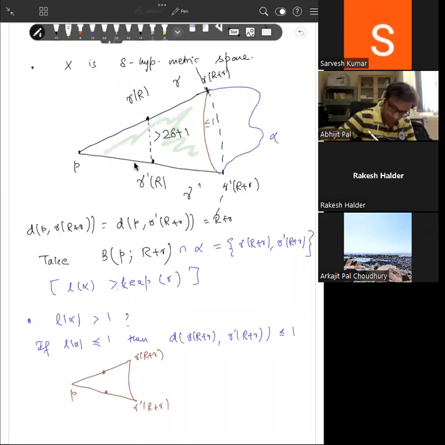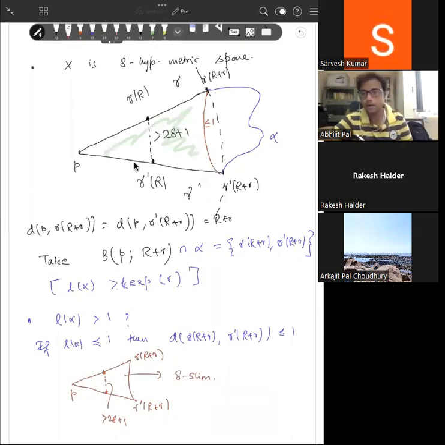So here you have 2 points which are greater than 2 delta plus 1. So you know that this triangle is a delta hyperbolic metric space. So this triangle will be your delta slim.